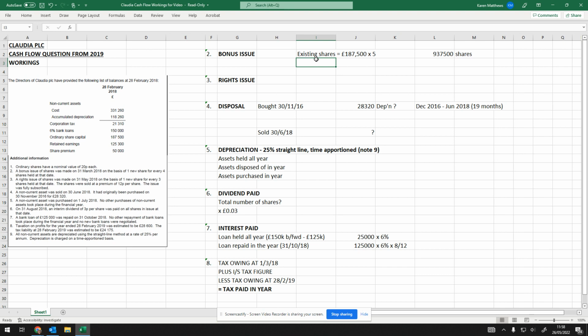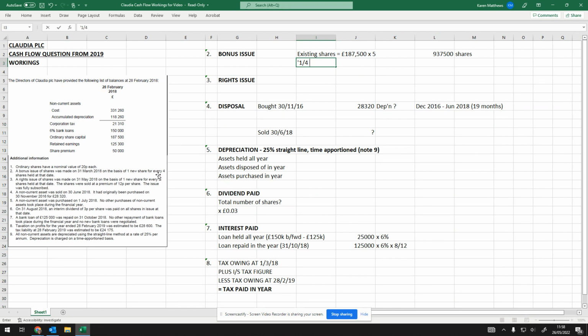So in terms of the number of shares then, the bonus issue, we don't have to worry about any money because we haven't received any for this, but the bonus issue of shares was made on the 31st of March on the basis of 1 new share for every 4 shares held at that date. So the way we work this out is we change that into a fraction.